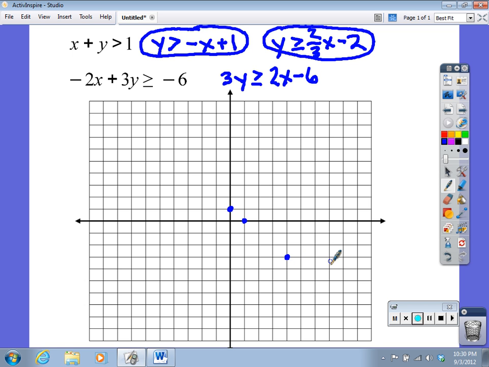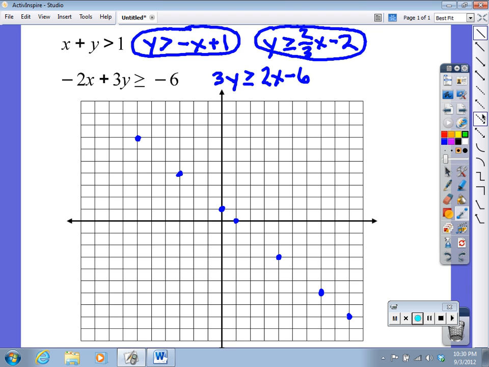1, 2, 3, 1, 2, 3. And we're just trying to make a straight line here with a consistent slope. I'm going to go up 3 and over 3, up 3, over 3. Okay, now we see that it's greater than, cannot be equal to, so we're going to do a dotted line because the solution set cannot be on the line. It can only be above or below the line.